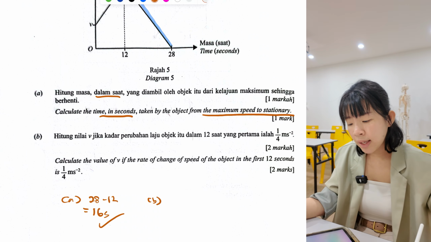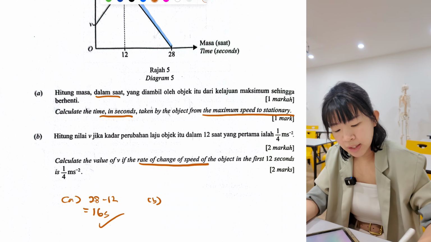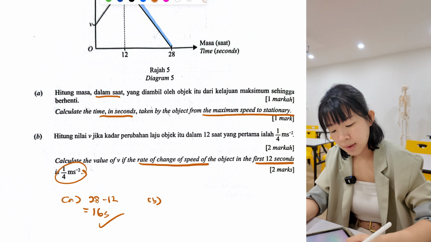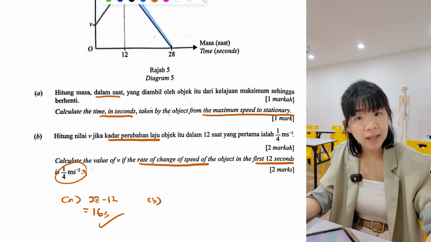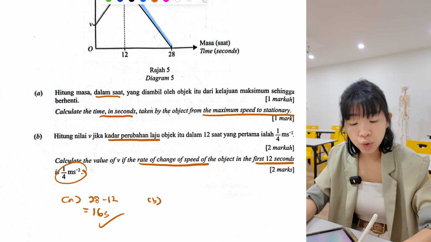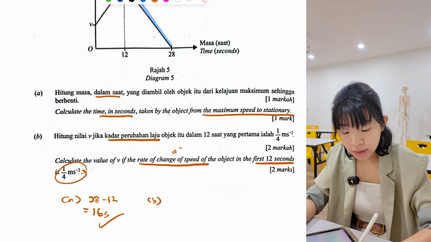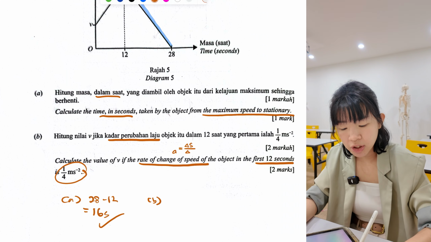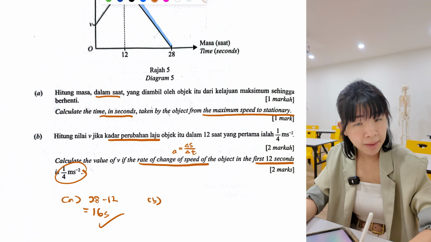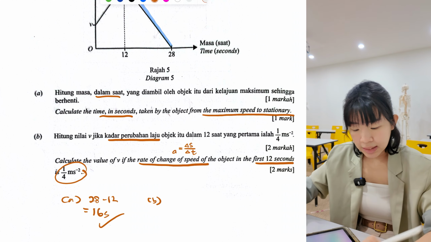Alright, B. Calculate the value of V if the rate of change of speed of the object in the first 12 seconds is this. Kadar perubahan laju. Rate of change of speed, how do we find it? Rate of change of speed also means acceleration, pecutan. Acceleration is always the change in speed divided by the change in time. Make sure you know that it's the change. You need to minus.